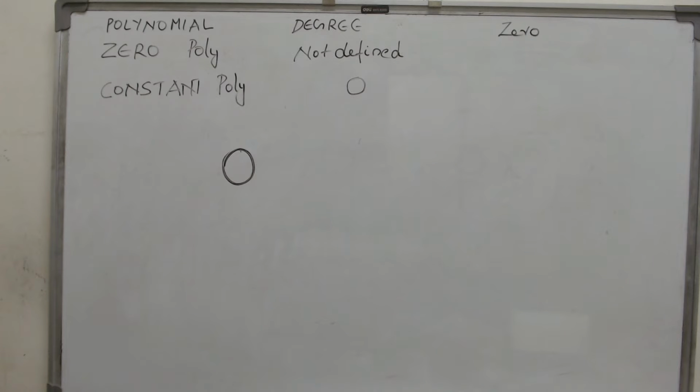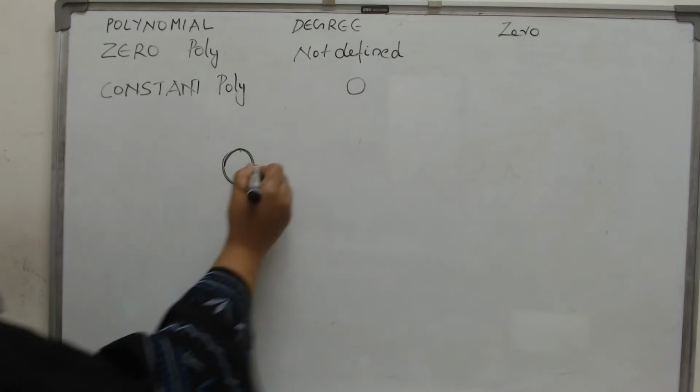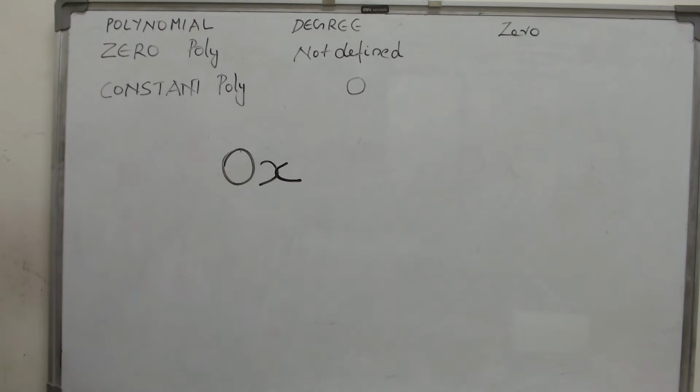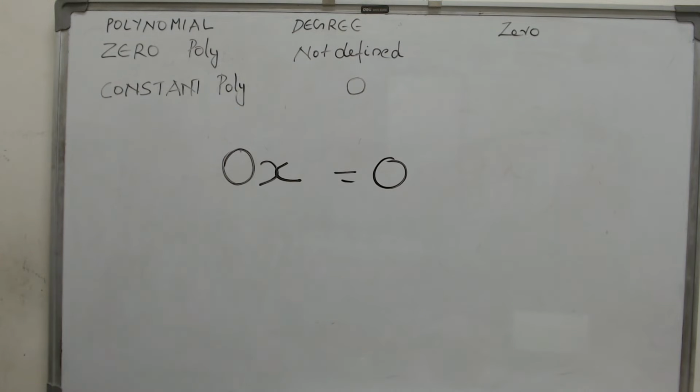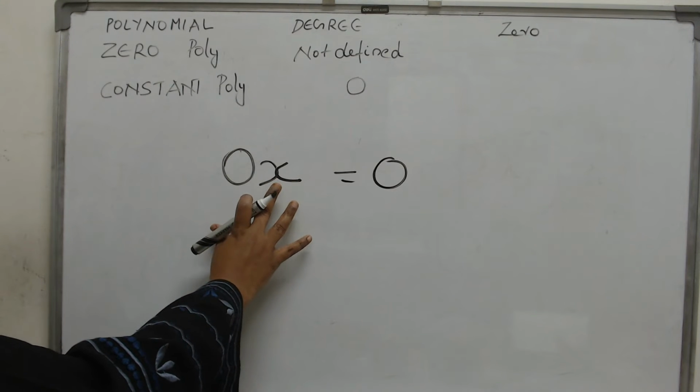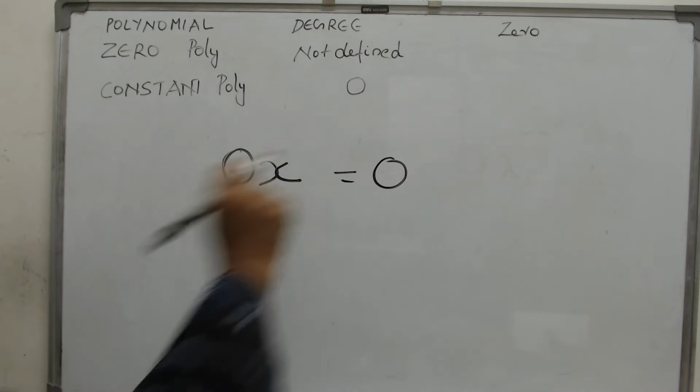Now let's find its zero. Now instead of writing like this, is it okay if I write like this? It is okay, right? It is 0. I have not changed anything. Now for what value of x does this equation hold?